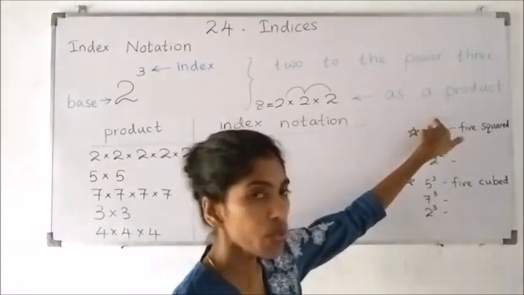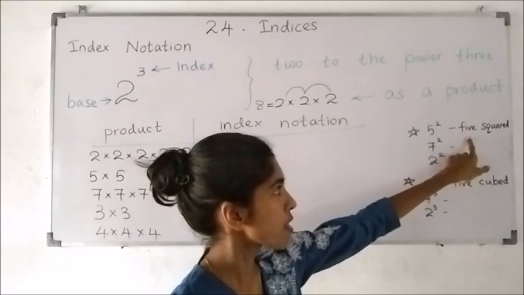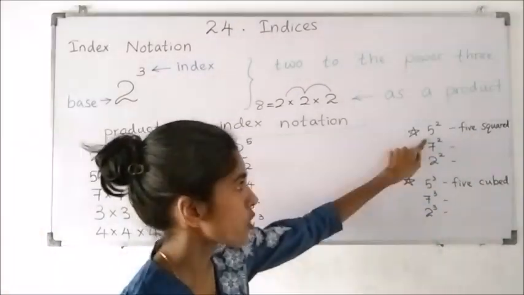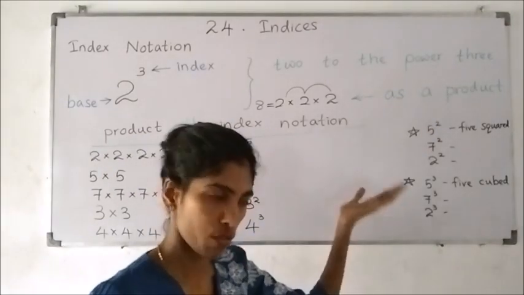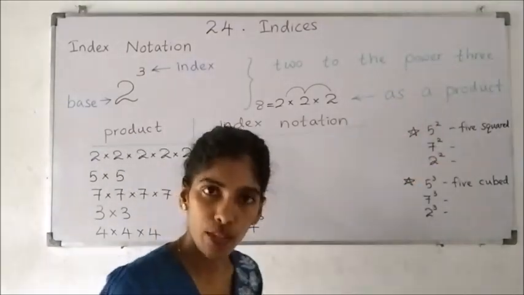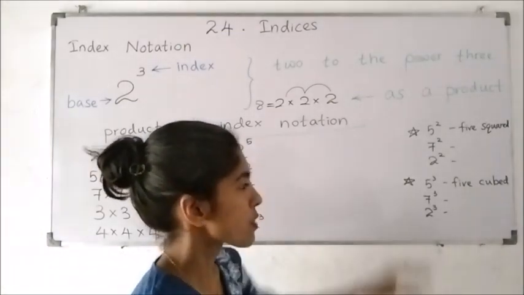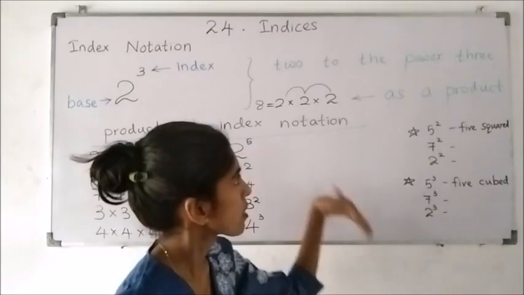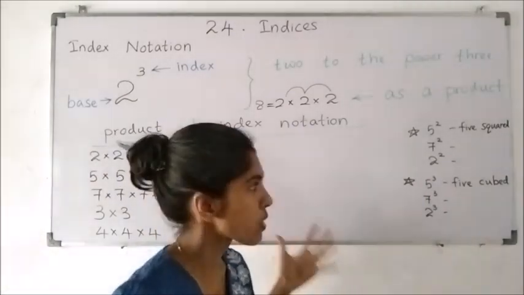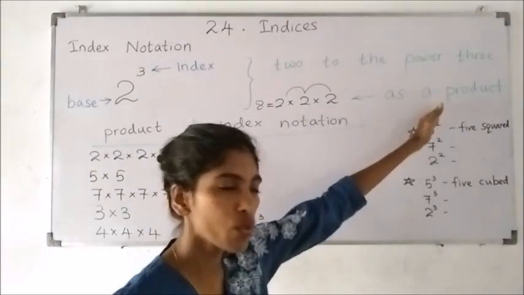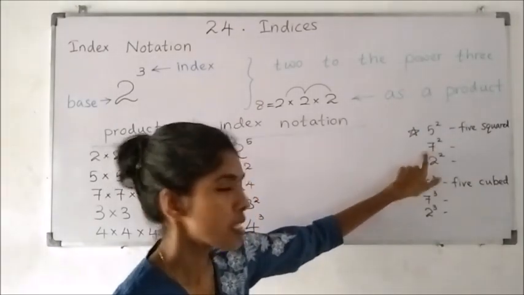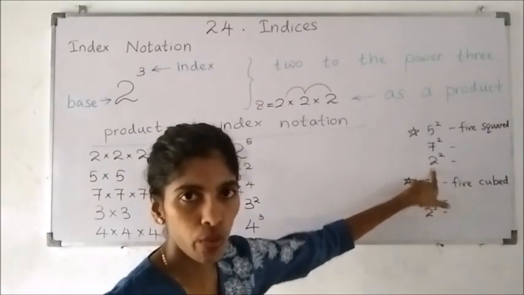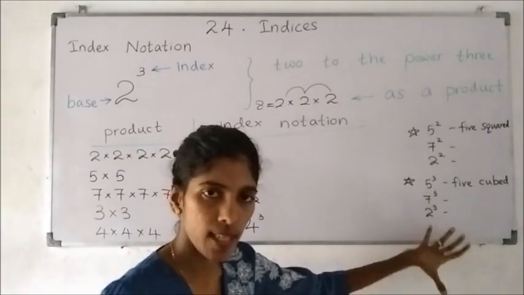this 5 to the power 2 can be read like 5 squared also. This can be written in two ways, 5 to the power 2, 5 to the power of 2, or else 5 squared. You have learnt this, okay? So when the power is 2, when the index is 2, you can read it in any way that you want. In either way you can read 5 to the power 2 or 5 squared. 7 to the power 2, 7 squared. 2 to the power 2, 2 squared. Both the methods are correct.